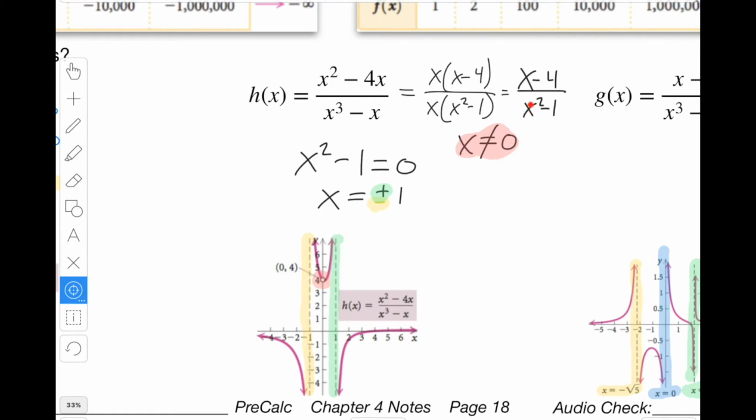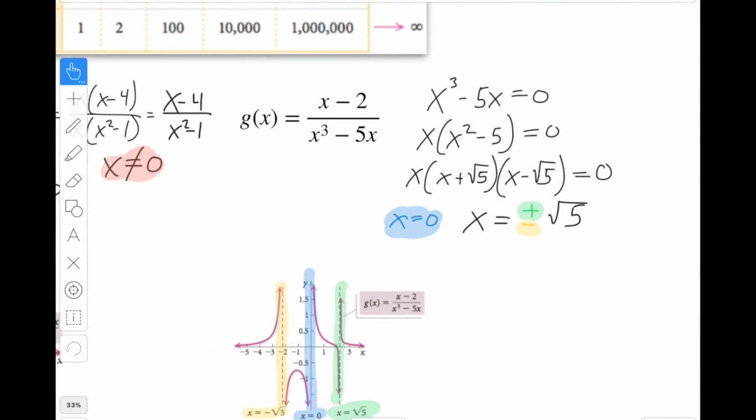And that's because you can simplify it out. You can factor out an x from both the numerator and denominator, and they cancel. But still, if you were to plug in 0 into the original, you would get an undefined value, which is why that's right here. That's that hole. The asymptotes still are x equals plus or minus 1 only.